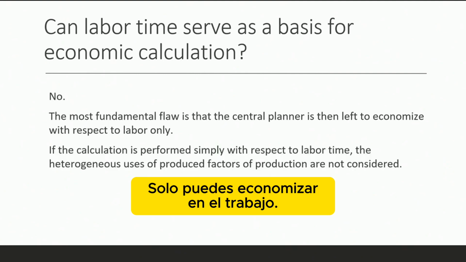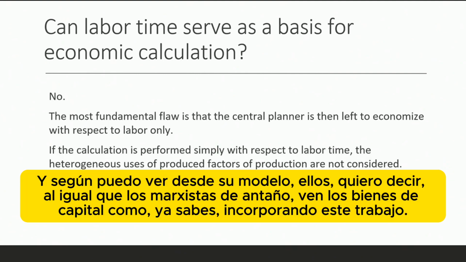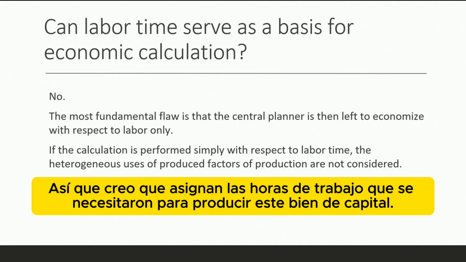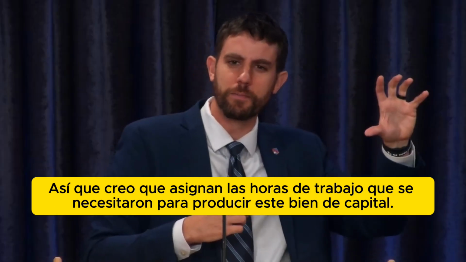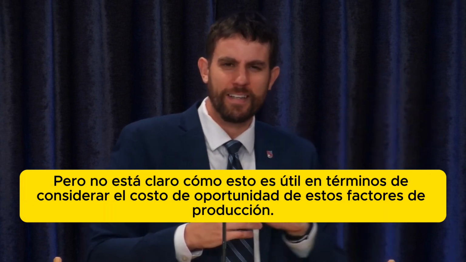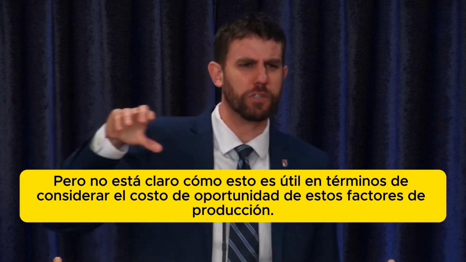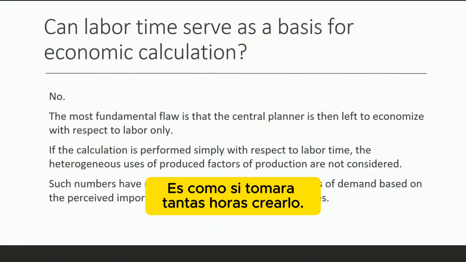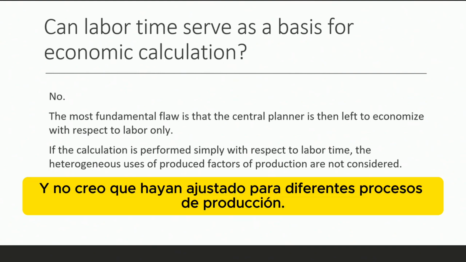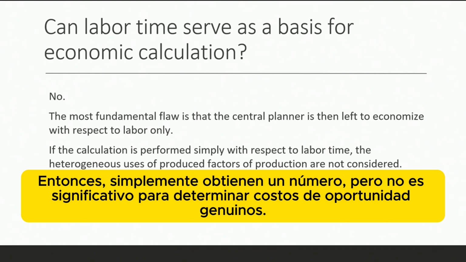You just can economize on labor, and as far as I can tell from their model, just like the Marxists of old, they see capital goods as embodying this labor. So I think they assign the hours of labor that it took to produce this capital good, but it's not clear how this is useful in terms of considering the opportunity cost of these factors of production. It took this many hours to create it, and I don't think they adjusted for different production processes. So they just got a number, but it's not meaningful in terms of determining genuine opportunity costs.